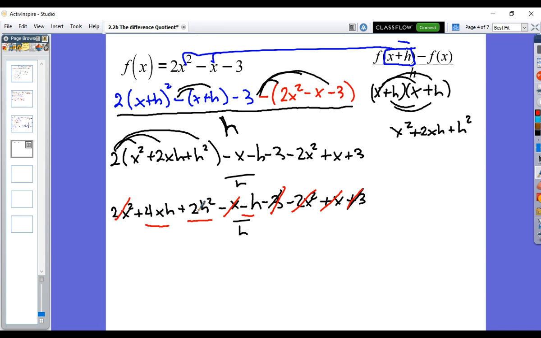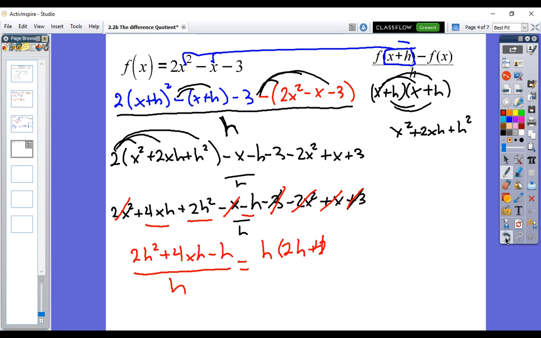I'm going to put these in order. So I'm going to start with the 2h squared, and then plus 4xh, and then minus h. All over h right there. Good. So now we can reduce one more time. Let's look at these. These all have h, so we're going to factor out an h, leaving us 2h plus 4. Sorry, 4x. Let me fix that.